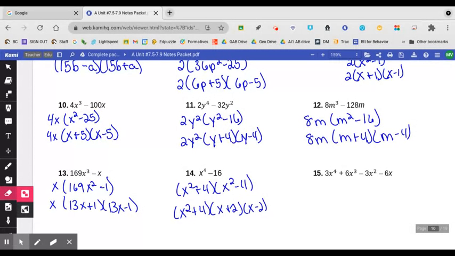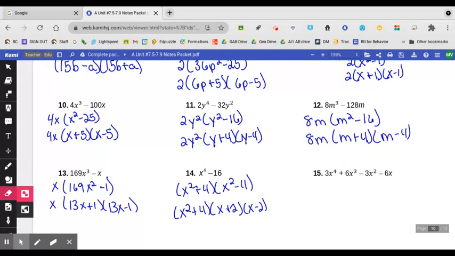12, there's a GCF of 8m, so it becomes 8m times m squared minus 16. M squared minus 16 is a difference of two squares, so that's 8m times m plus 4 times m minus 4. 13, there's a GCF of x, so it's x times 169x squared minus 1. That's a difference of two squares, so that's x times 13x plus 1 times 13x minus 1.